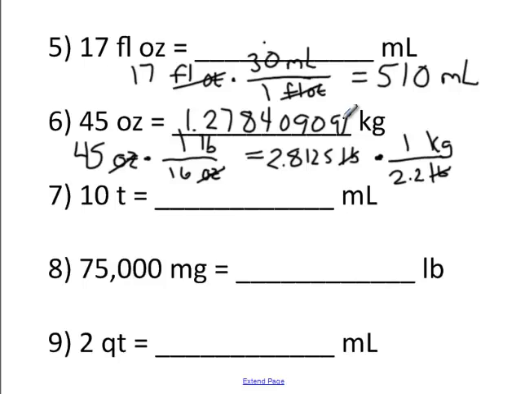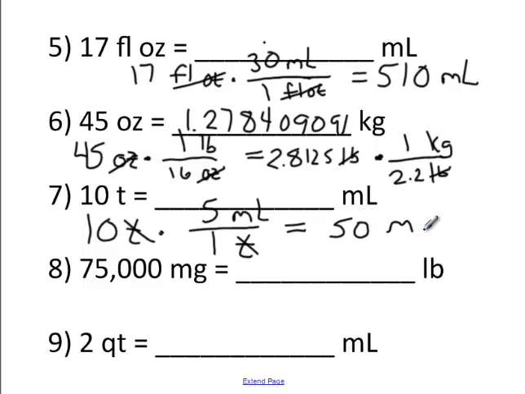Number 7, teaspoons to milliliters. So we start with 10 teaspoons. We times that by a unit fraction with teaspoons in the denominator, milliliters in the numerator. For every 1 teaspoon, that's equivalent to 5 mLs. Recall that a tablespoon was 15 mLs. The teaspoons divide out, multiply straight across, we get 50 milliliters as our answer.